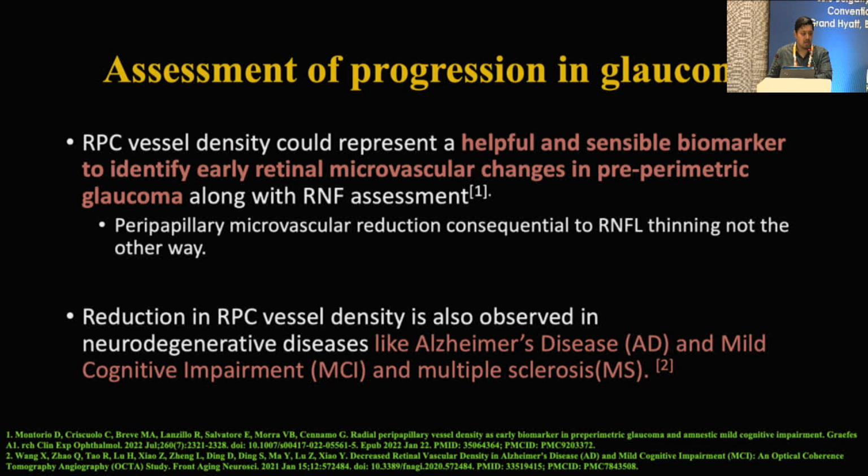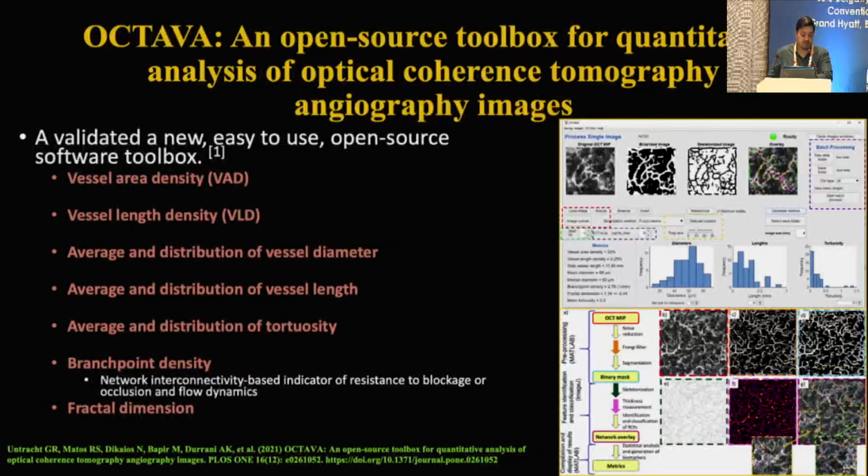So OCT angio can also help us to assess the progression of glaucoma. It can act as a pre-perimetric test, but one important thing to understand is that the peripapillary microvascular reduction is consequential to RNFL thinning, and not the other way around. OCT angio can also be used to look at diseases like Alzheimer's, mild cognitive impairment, and multiple sclerosis by measuring the RPC vessel density.